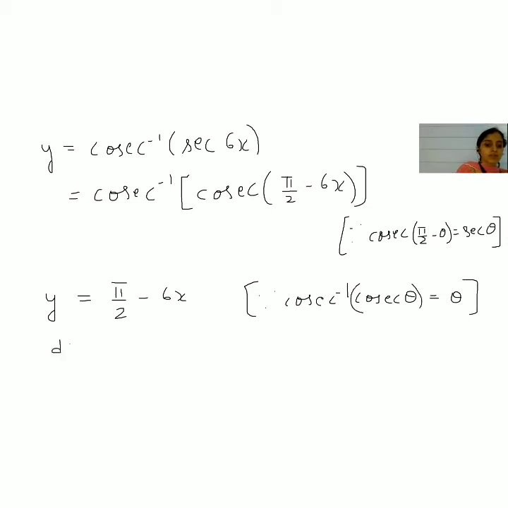Now what is dy by dx for this function? First term is a constant, so 0 minus 6. So the answer is minus 6. Clear? So we are done with question 6 of the 7th part. Okay, now the 7th part. So what are we doing? Exercise 1.2, question 7, 7th one. Yes?